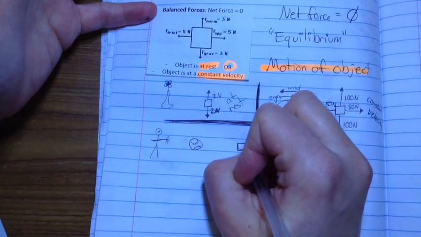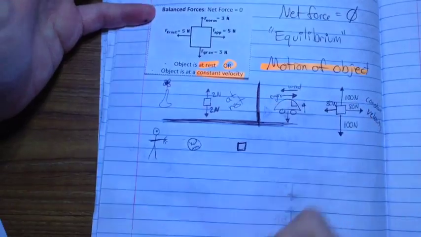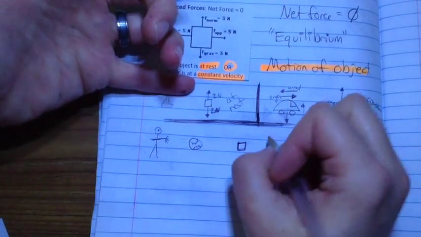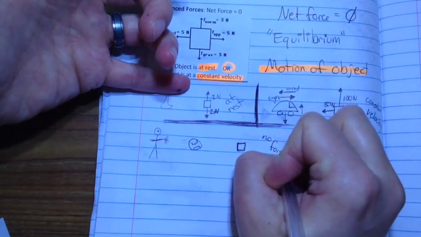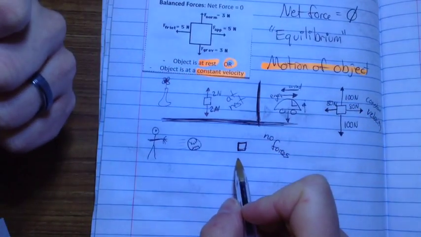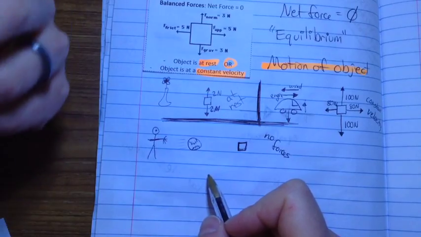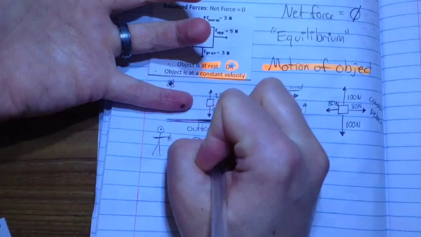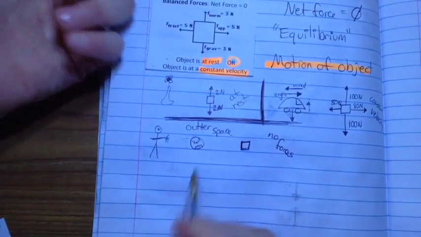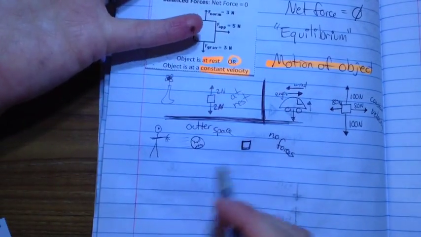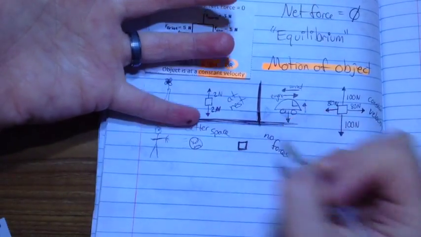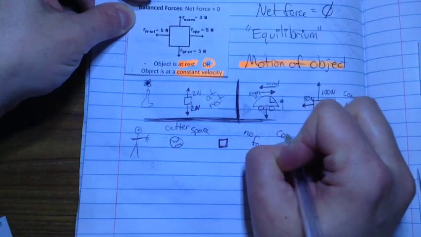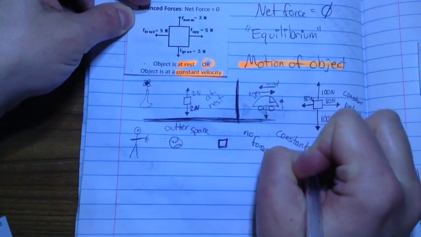The free body diagram for that baseball flying through space is nothing. It's just a box. There are no forces acting on it. There's no gravity, there's no wind resistance, because there's no air in outer space. Because we have no forces acting on it, our free body diagram has no arrows. That ball is going to move with constant velocity.